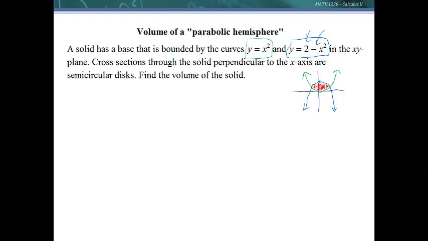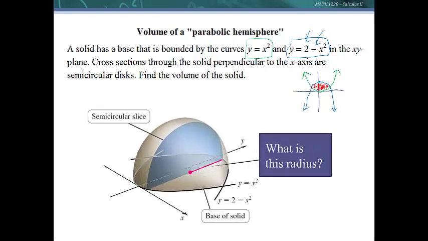So let's go ahead and see a sketch of this in 3D so we can make sure we're visualizing this correctly. You can see here is our curve 2 minus x squared, and here is our curve x squared, and here is the base. And then our solid, we have these semicircular discs, so half of a disc here. And you can see that the size of those is going to depend on where we are. Now, what is this radius? And that's going to be a function of x.